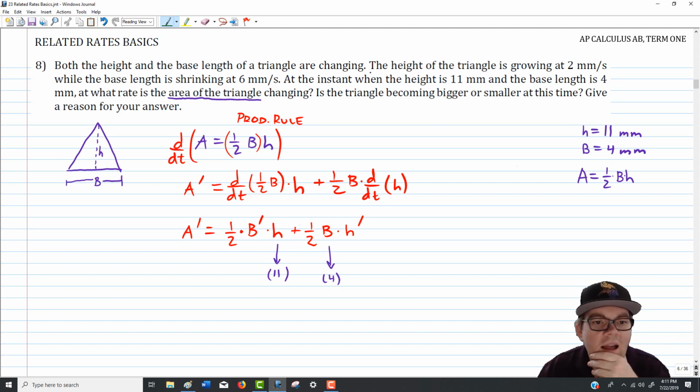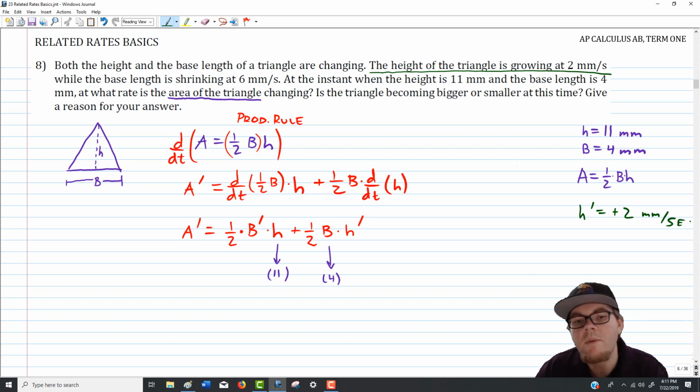Aha! The height of the triangle is growing at 2 millimeters per second. So the height's rate of change is positive 2 millimeters per second. And I knew that it was positive because it says the height is growing, and when you grow taller, at least that's the implication here. So h prime is positive 2. So that means we're going to have a positive 2 on our hands right there.